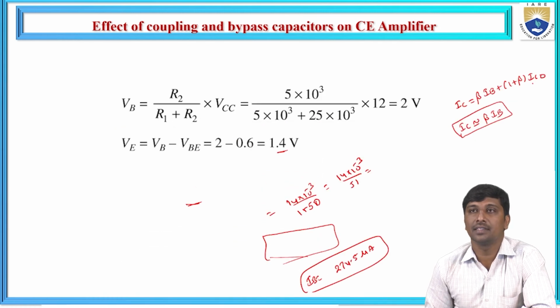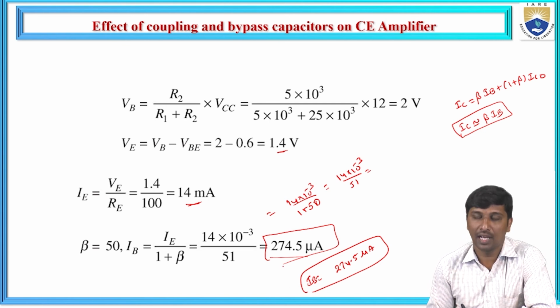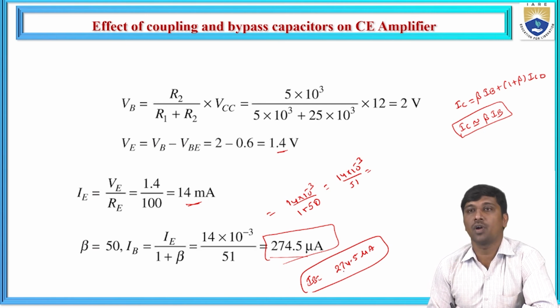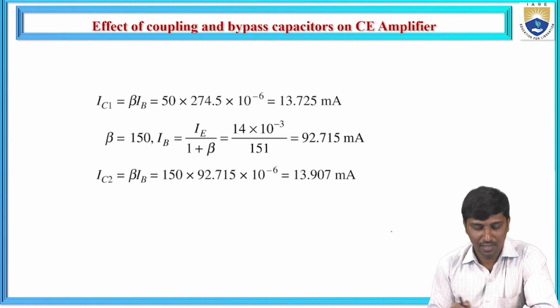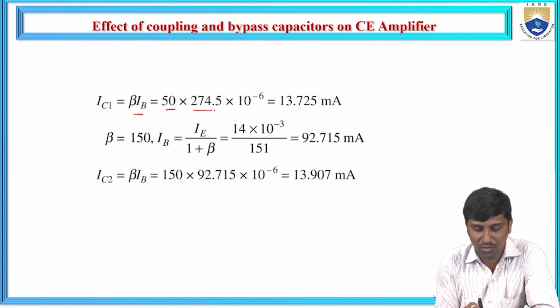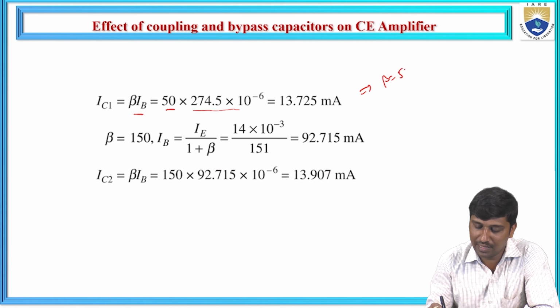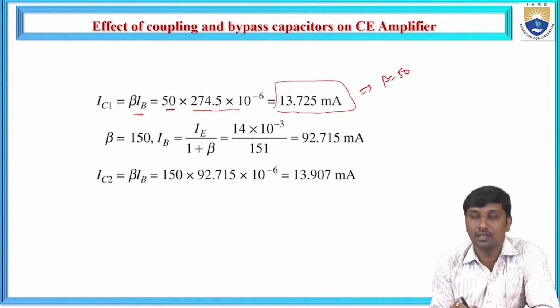From this analysis, we observe that the collector current is approximately equal to beta times IB. Here IB is 274.5 microamperes. Hence the IC1 value is equal to beta times IB. The beta value is 50 and the IB value is 274.5 microamperes. So this is the case when beta is 50. Then the IC1 value is 13.725 milliamperes.